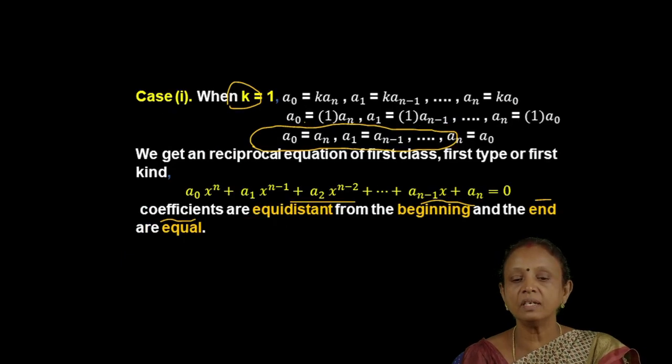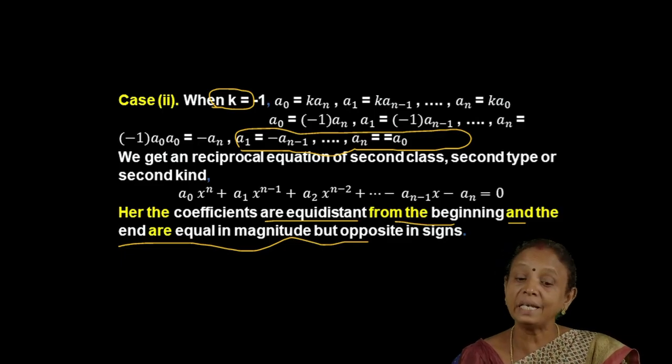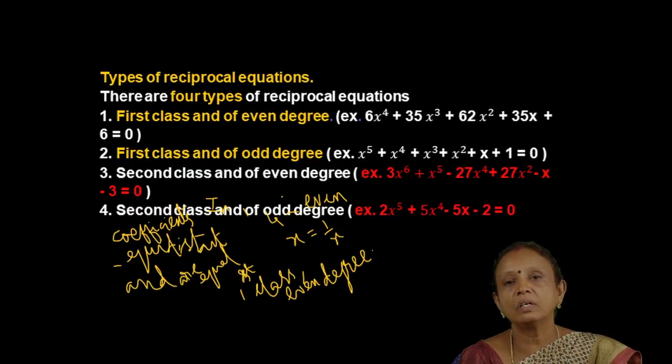So previously, when k is equal to 1, we get a reciprocal equation of the first class, first type. But when k is equal to minus 1, it is a reciprocal equation of the second class, second type, and of second kind. So we are actually getting the conditions for a polynomial equation to be a reciprocal equation.